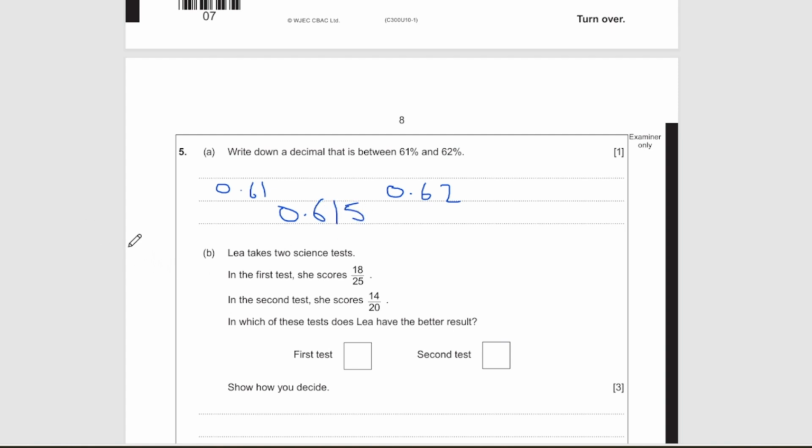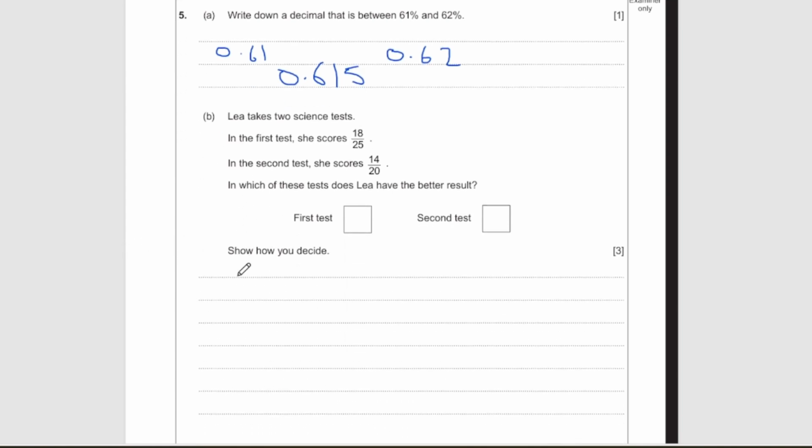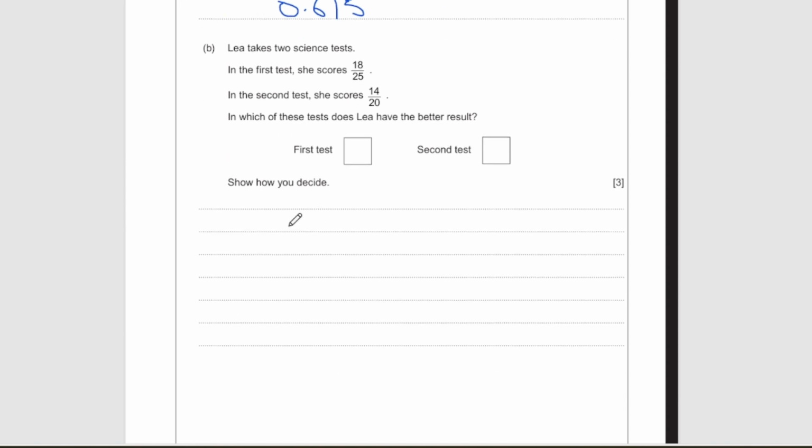Leah takes 2 science tests. In the first test, she scores 18/25. In the second test, she scores 14/20. In which of these tests does Leah have the best result? Show how you decide as well. So you've got to show your working out in this. You can't just tick a box. You'll get no marks if you just tick one box. So in which does she have the better result?